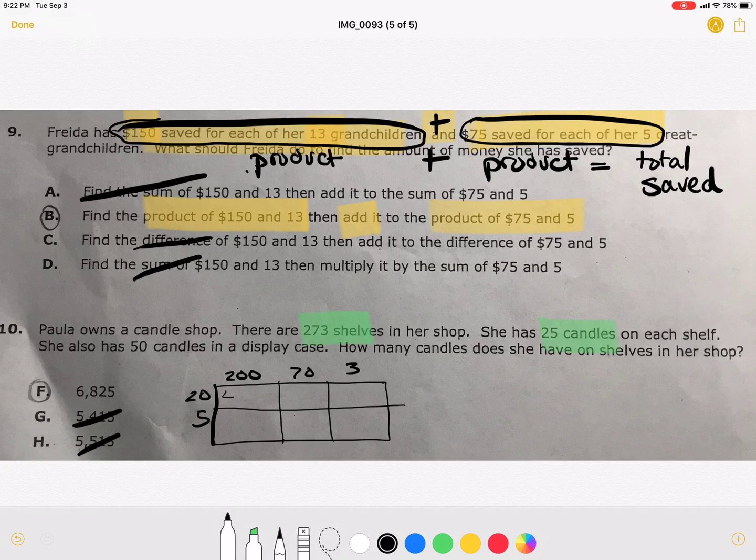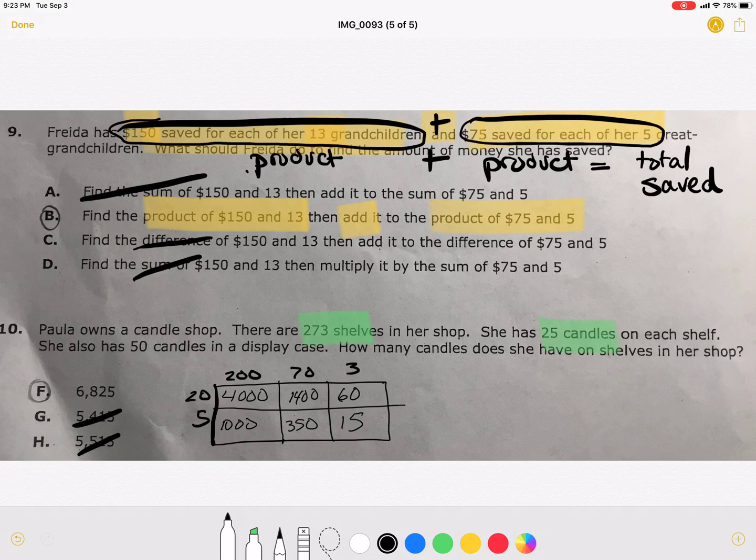2 times 2 is 4, 3 zeros. 2 times 7 is 14, 2 zeros. 2 times 3 is 6, 1 zero. 5 times 2 is 10, and 2 zeros. 5 times 7 is 35, 1 zero. 5 times 3 is 15. So 4,000 plus 1,400 is 5,400 plus 60.